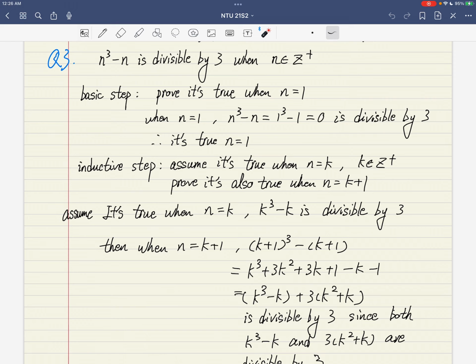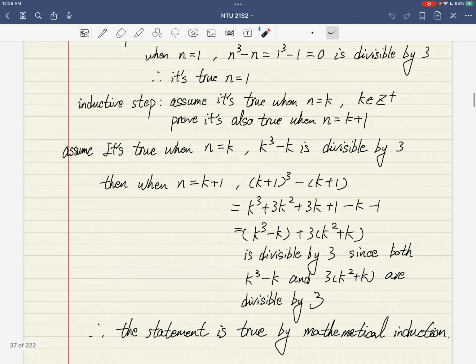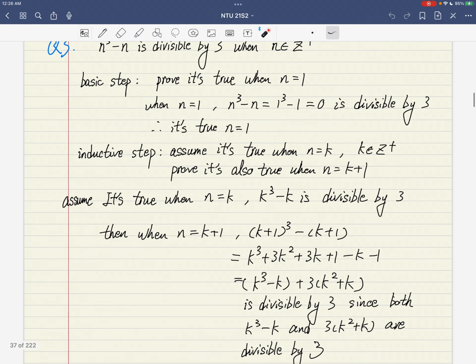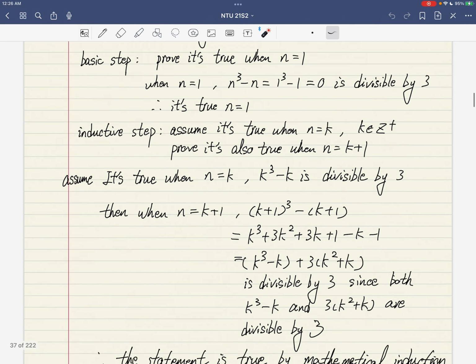How to do that? Very easy. You substitute 1 for n. You let n be 1, then n cubed minus n is 1 cubed minus 1, which is 0. And 0 is divisible by 3. So when n is 1, it is true.